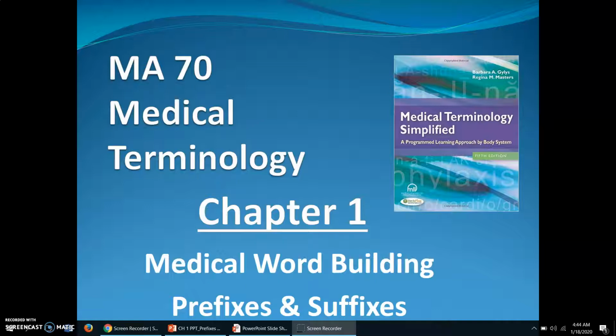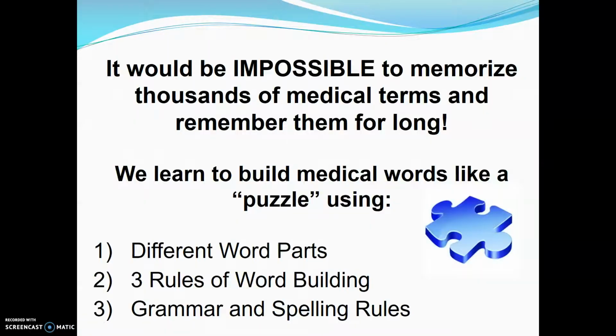We will begin by discussing medical word building, prefixes, and suffixes. It would be impossible to learn and memorize thousands of medical terms and remember them for very long. We learn to build medical words like a puzzle, using different word parts, 3 rules of word building, grammar, and spelling rules.